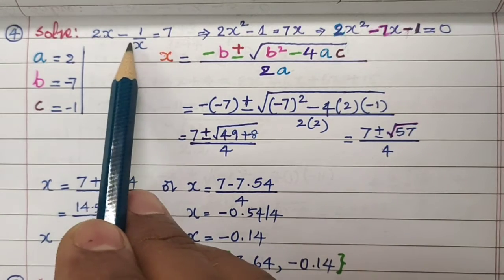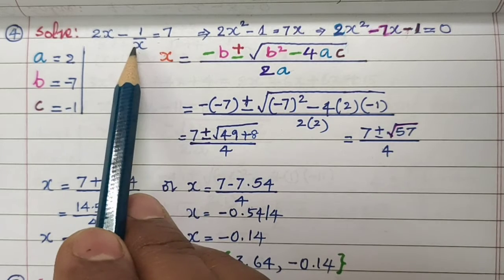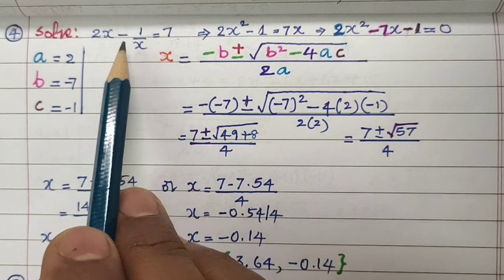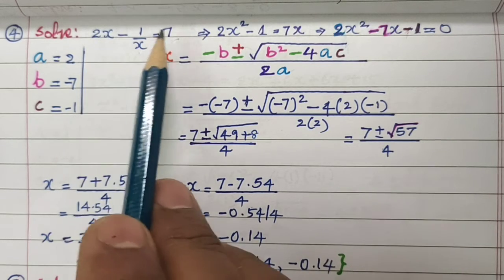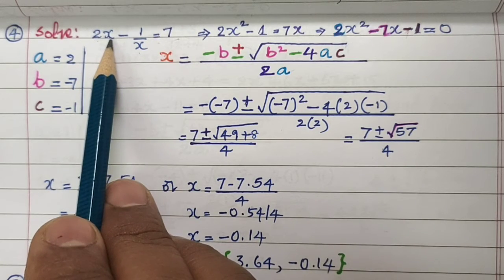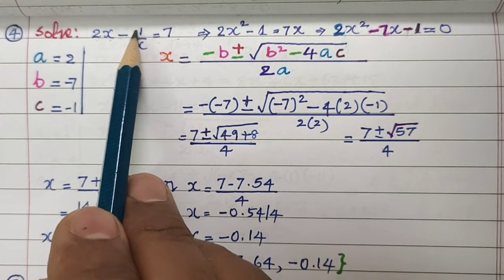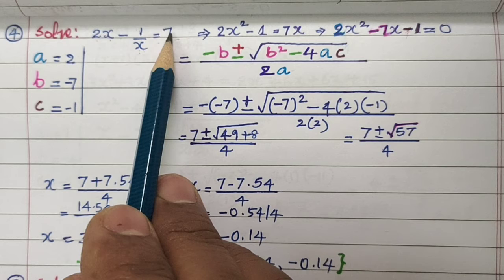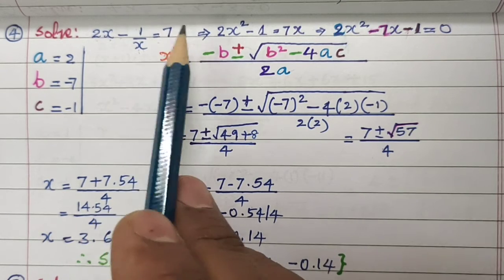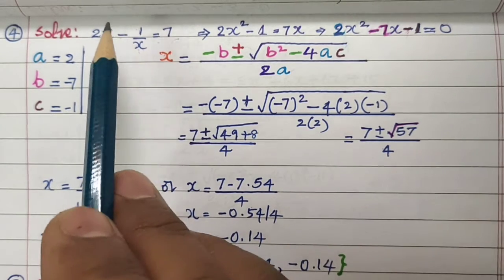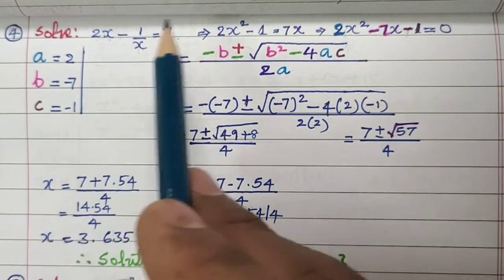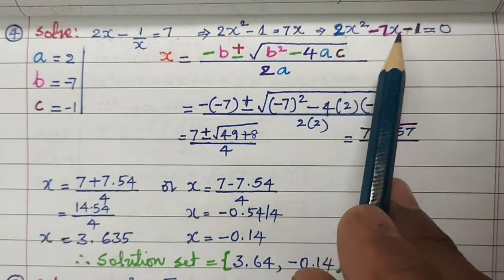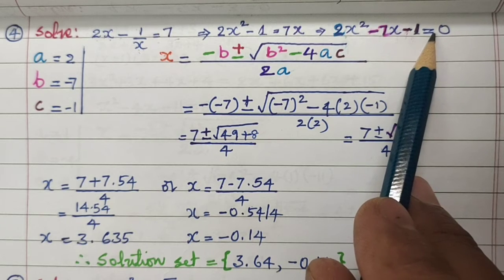Solve 2x minus 1 by x is equal to 7. Eliminate this denominator by multiplying both the left hand side and the right hand side with x. When you multiply both sides with x, 2x will become 2x square. Minus x divided by x, the x's will get cancelled and it will become 1. That is equal to the right hand side 7x; when you bring this side it will become minus 7x. Therefore 2x square minus 7x minus 1 is equal to 0. This is in the standard form.